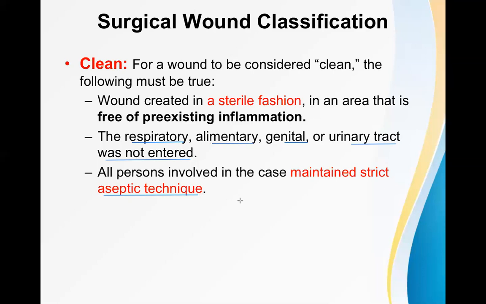Now let me give you an example. The surgeon is doing laparotomy. Laparotomy is done by giving a midline incision in the abdomen or paramedian incision. There is no previous inflammation or infection there on the skin. Everything is done under strict aseptic precaution. So this is a clean wound. This is an example. Let's move on.